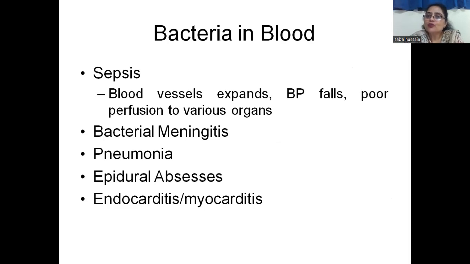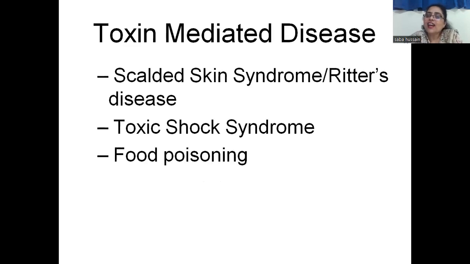This bacteria can also enter the blood, as it has an invasive character. It enters the blood and reaches different organs. When it causes sepsis, that means blood vessels expand, blood pressure falls, and poor perfusion to various organs happens. It can go to the brain, causing bacterial meningitis, to the lungs, pneumonia, epidural abscess, endocarditis, myocarditis if it reaches the heart. So it can cause multi-organ failure also.